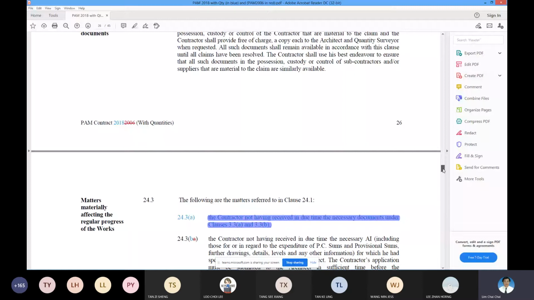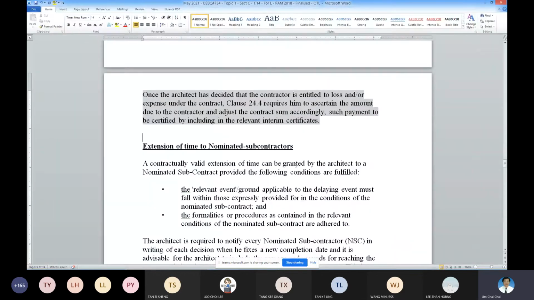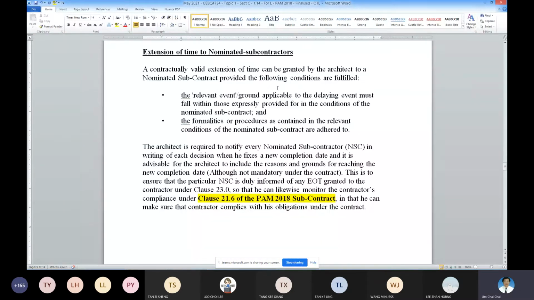Okay. Majority of the 24.3 is on the extension of time. Very few are outside the extension of time. If you use everything to claim under 24.3, you could be in trouble. Okay. Next, we go on to the NSCs. Extension of time to NSCs. This one is a contractually valid EOT.